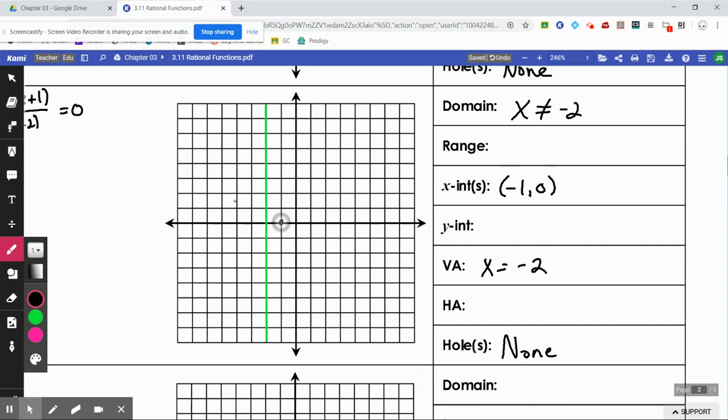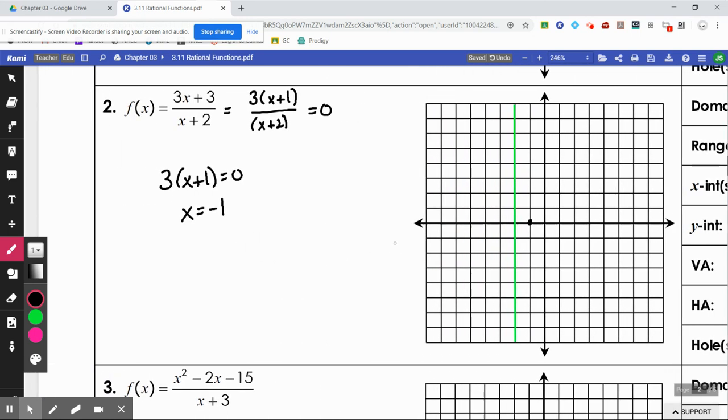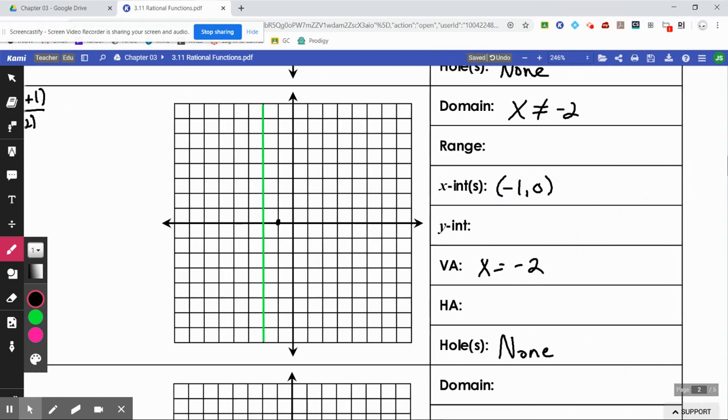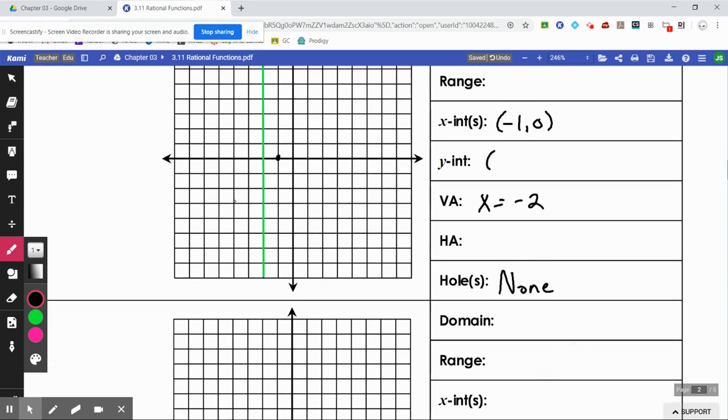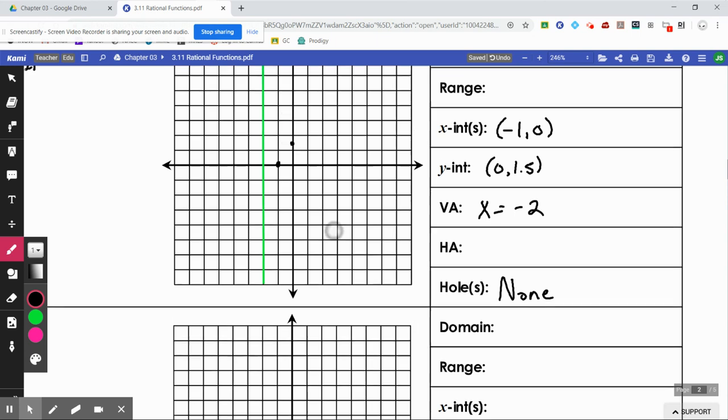So there's your x-intercept. Your y-intercept occurs when you plug in 0 for your x's. So to find our y-intercept, I'm going to plug in a 0 here and here. And that gives me on top 3 times 1, which is 3. And on bottom, it gives me 0 plus 2, which is 2. So my y-intercept is 0, 3 halves, or 1.5. So here is my y-intercept.